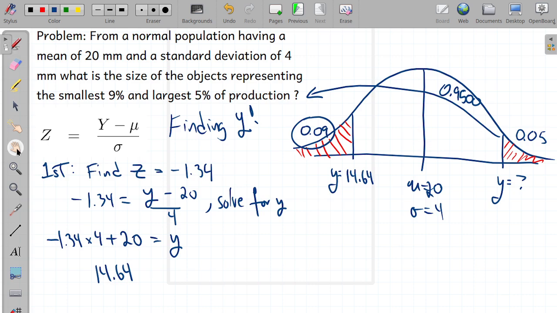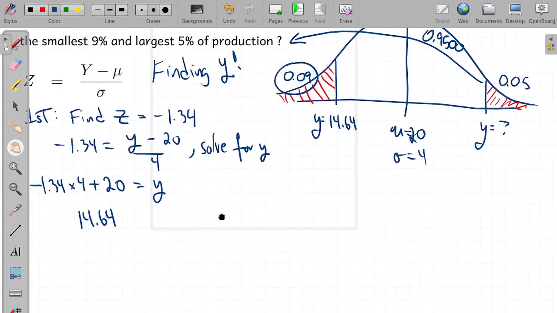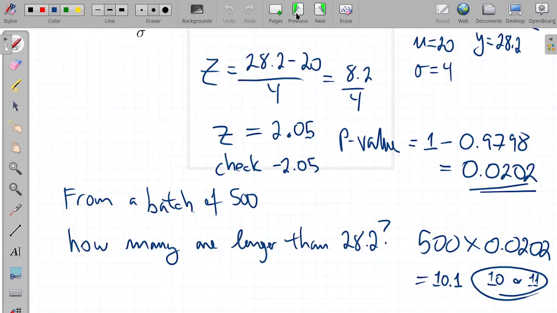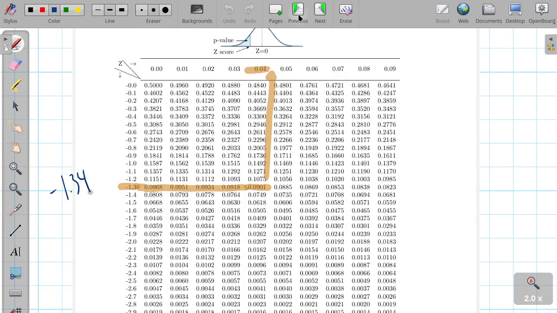Now we can do the other one. We want to find the upper. Well, the mistake, well, you could do it, but I'm not going to talk about it too much tonight, is to look up 0.05. But that's going to be on the negative side, and that's not what we want. We want to be on the positive side. So remember, this region here is 95%, or 0.95. So we need to look that up on the positive z table.